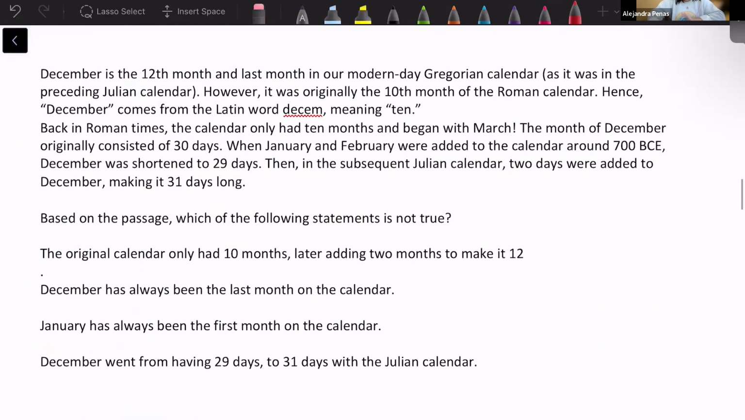All right, so for the next one, I'm going to read the sentence first. And it says, based on the passage, which of the following is not true? So this is one of those where you're kind of looking for the contradiction. So here's what I like to do when I have problems like this.